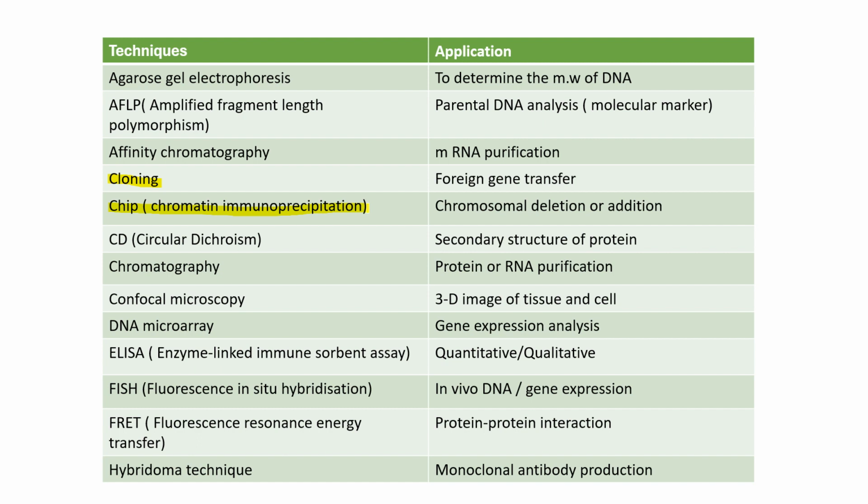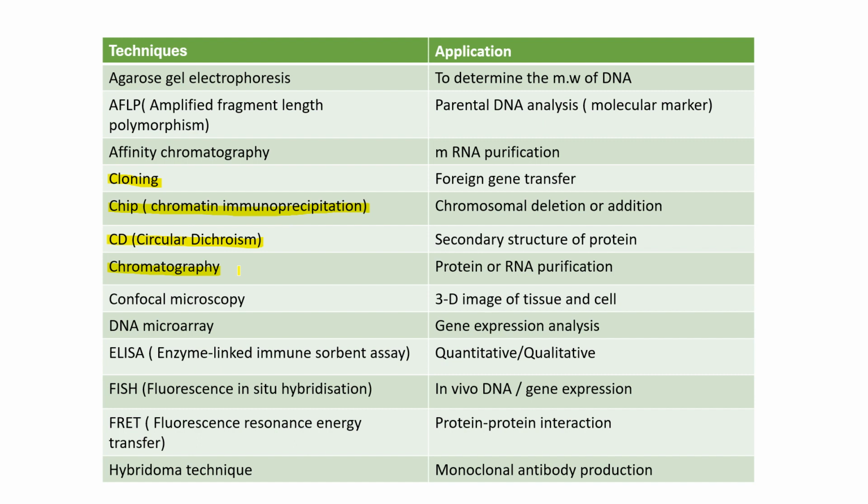Then CD, circular dichroism. What's the application? The secondary structure of protein. There are different techniques for the primary structure of protein, for the secondary structure, and for the tertiary structure of protein. So with the help of CD, or circular dichroism, we can see the secondary structure of protein. Then chromatography.